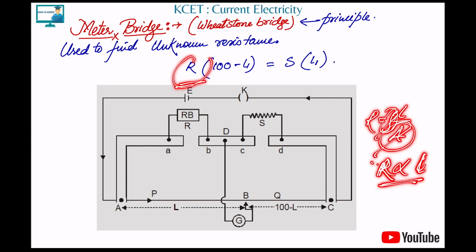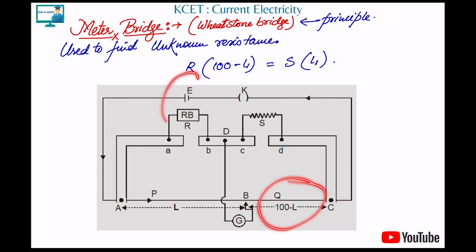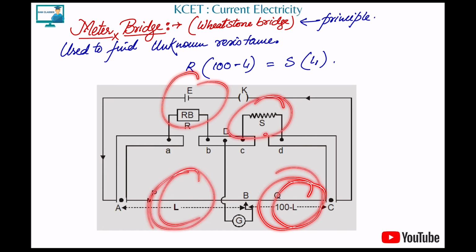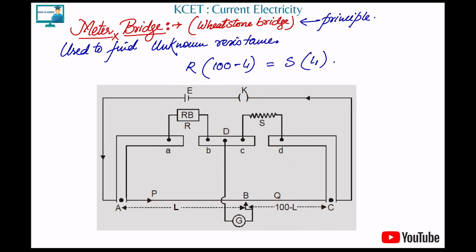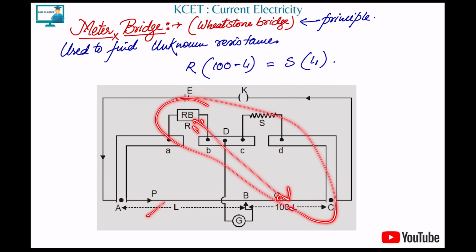So R into 100 minus L, see, opposite: R into 100 minus L is equal to S into this L. That's it, done. Clear? So you can do that one. If it is L1 and 100 minus L1, here also same thing, opposite. So R multiplied by 100 minus L is equal to S into L.